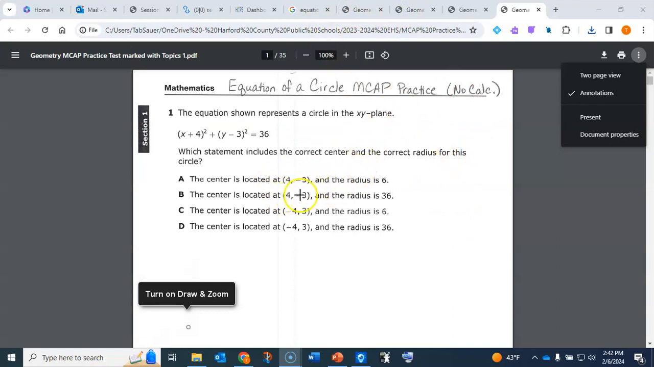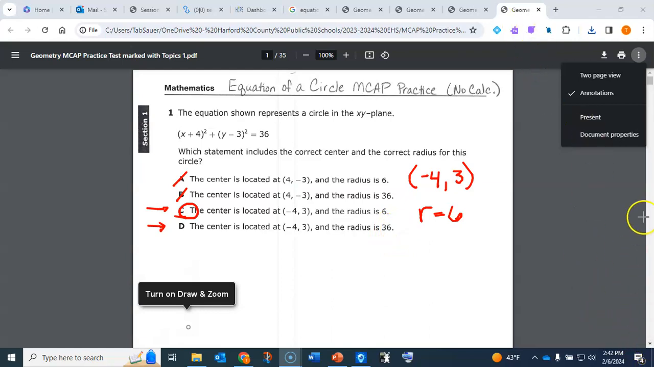We said negative 4, 3 was our center, so it's either got to be C or D, because these are positive 4 and negative 3. When we figured out that it was negative 4, 3, our radius is 6, is what we discovered. So out of these two, C is our correct answer, because on the other one they said the radius was 36. So that's number 1 for you.